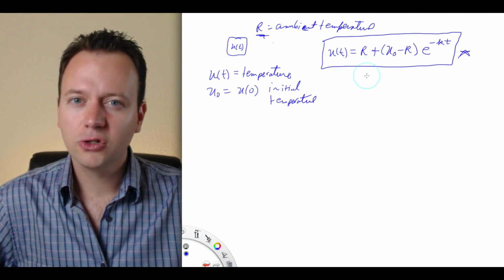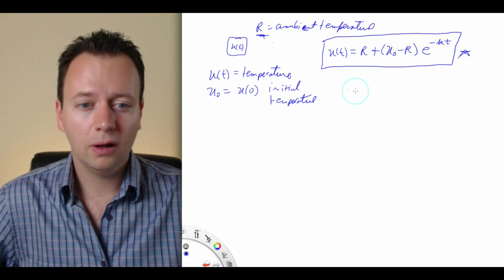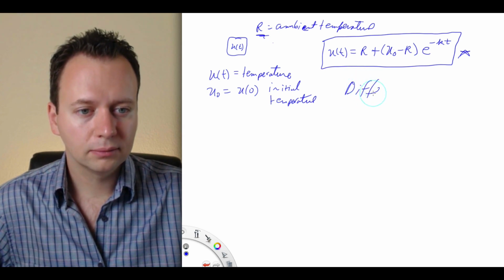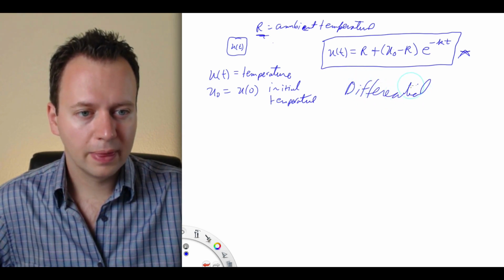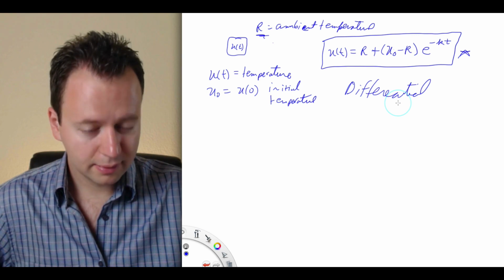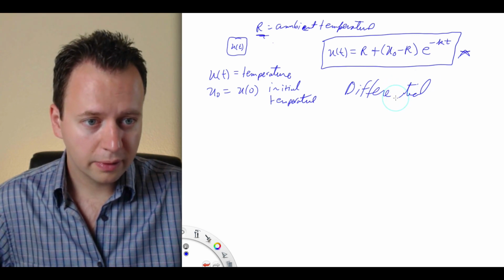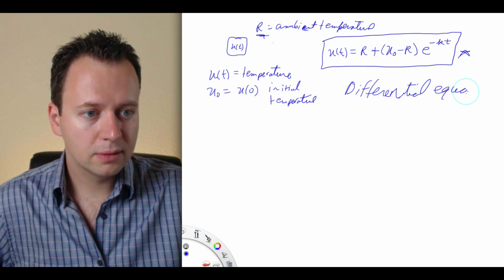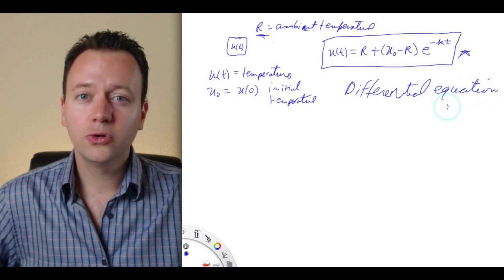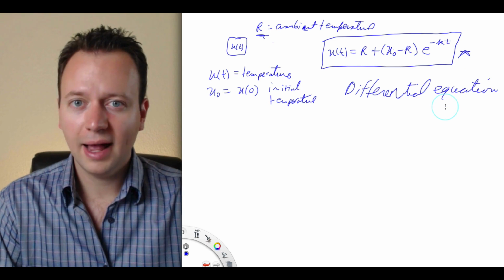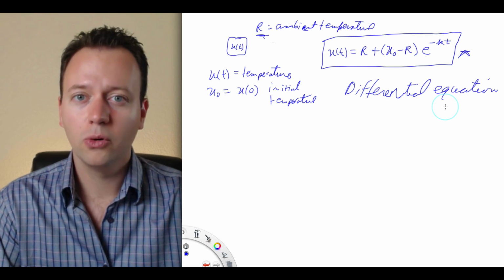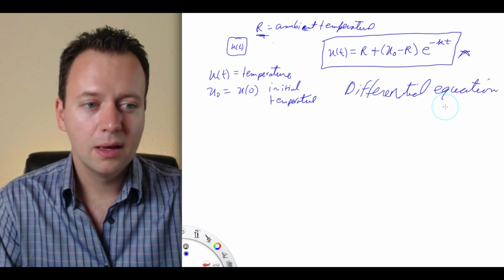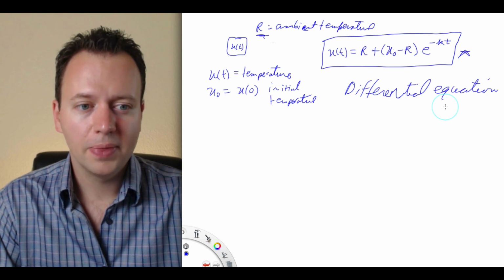Now, where does this actually come from? Well, this comes from something called a differential equation. Differential equation. So a differential equation, and there's an entire class devoted to this that you would normally take following Calculus 3, perhaps after linear algebra as well.